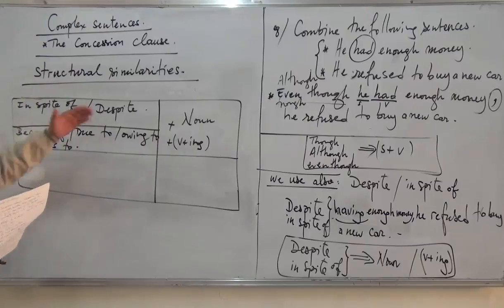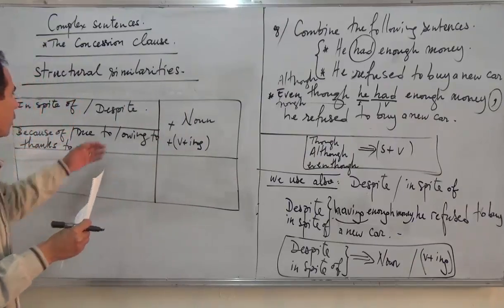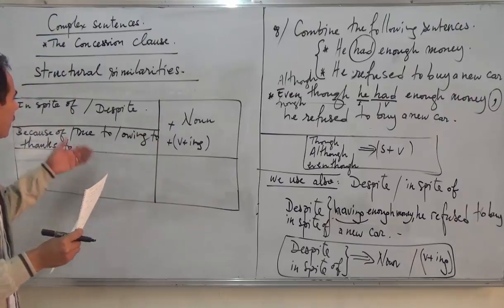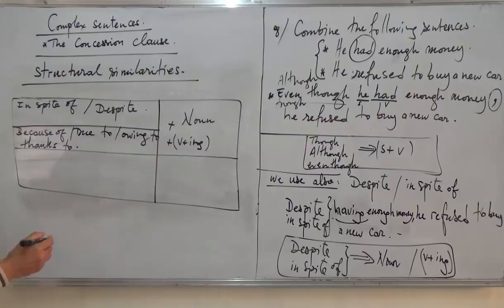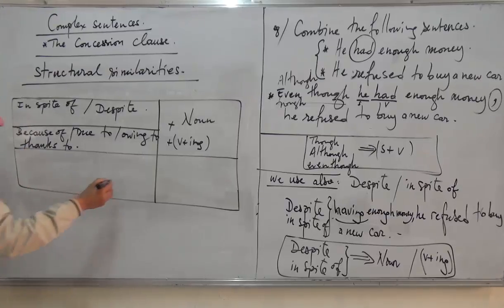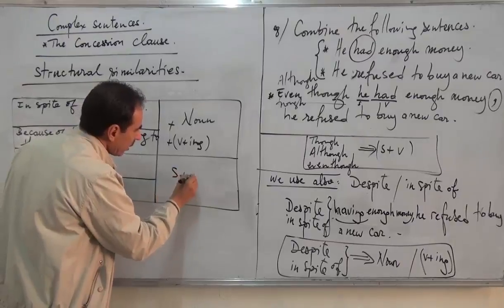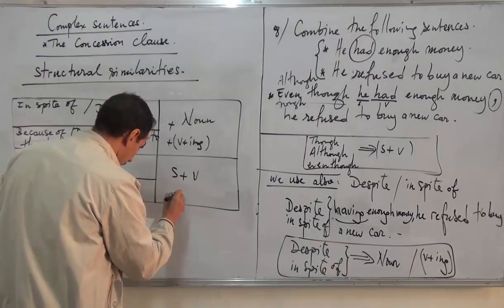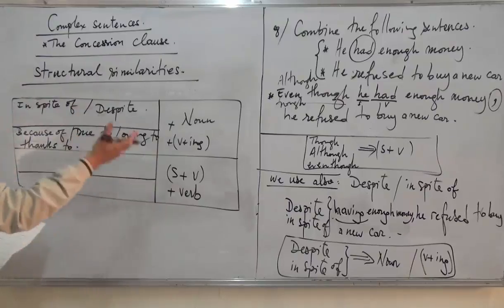After because of, due to, owing to, we don't directly use subject and verb, but we use a noun: owing to his intelligence, due to his experience, because of his illness, thanks to, I don't know, thanks to the big efforts done by the government to fight corruption, for example. The other group of connecting words accept subject plus verb after. Subject and verb. This is the structure. Plus noun or plus verb.